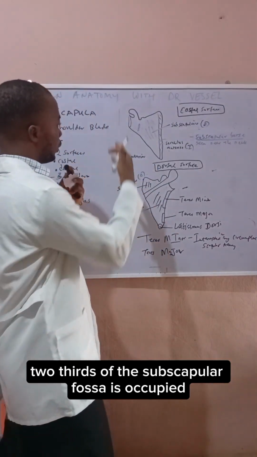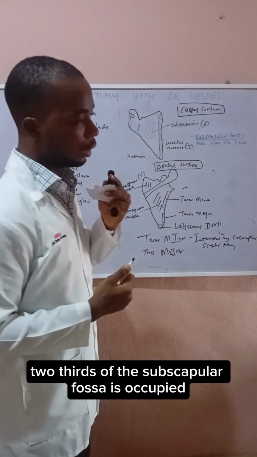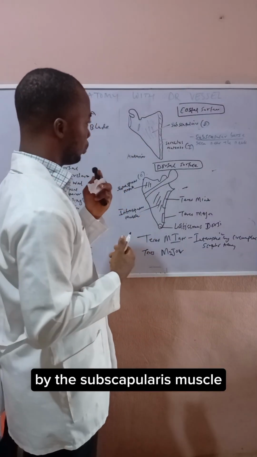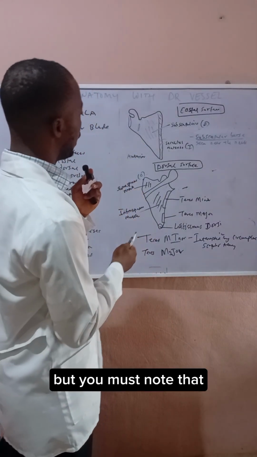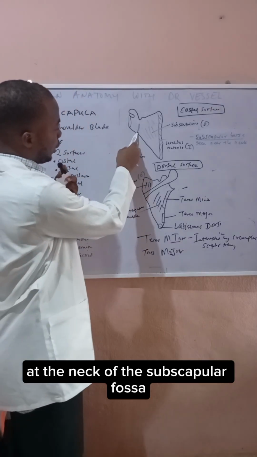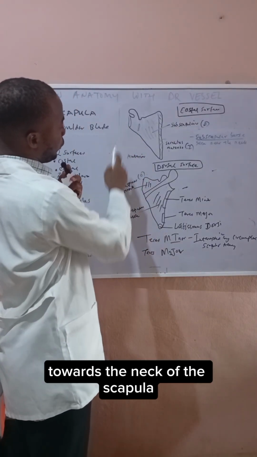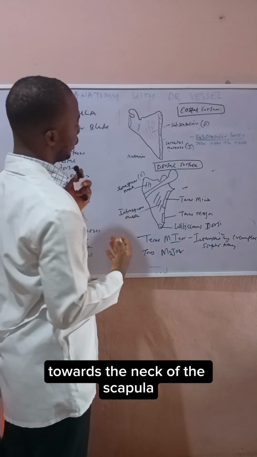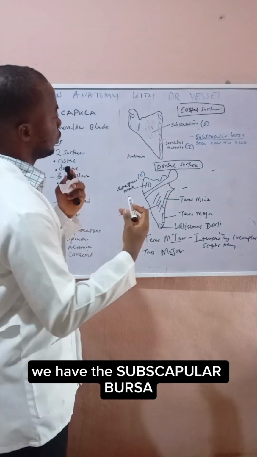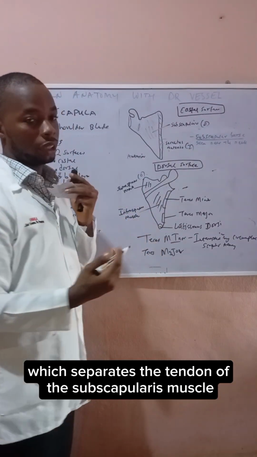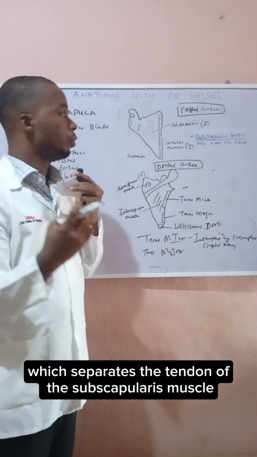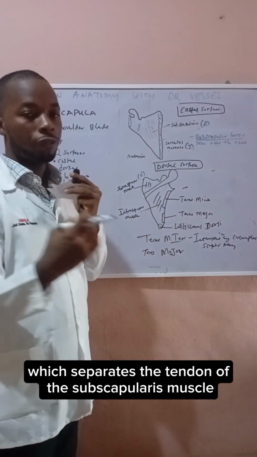Two-thirds of the subscapular fossa is occupied by the subscapularis muscle, but you must note that towards the neck of the scapula, we have the subscapular bursa, which separates the tendon of the subscapularis muscle from the bone.